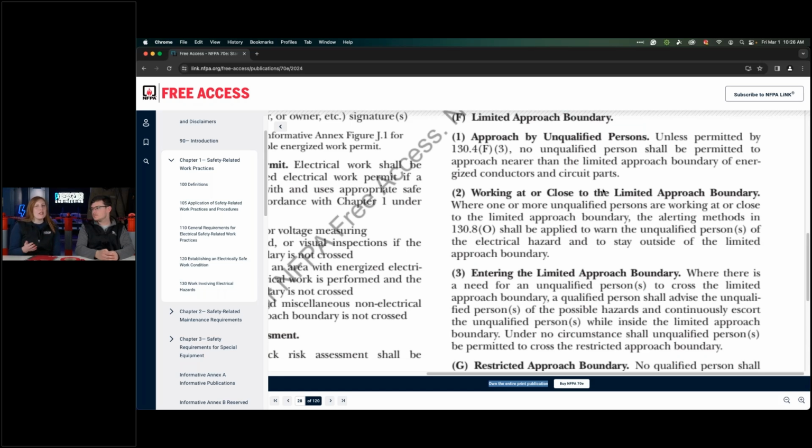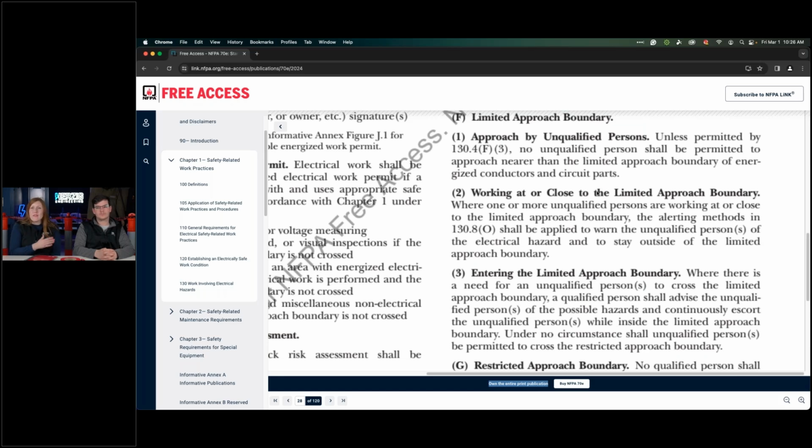Basically, this is giving the exception for whenever someone's in training. That's the only time this really happens. Right. Apprenticeship programs, hands-on training, on-the-job training. You're not qualified yet. Okay. So the difference between qualified versus unqualified personnel being able to get in these boundaries, that's important to know.